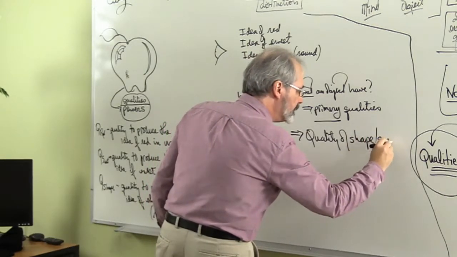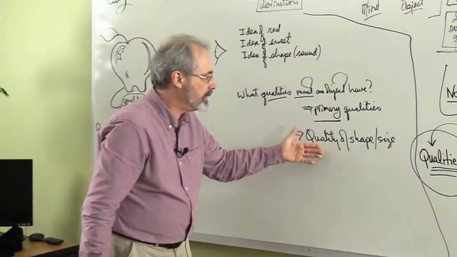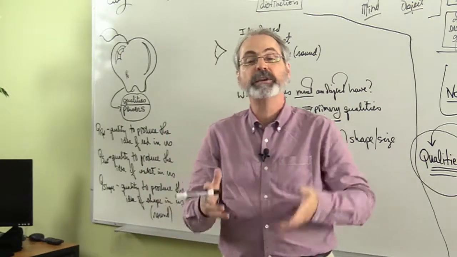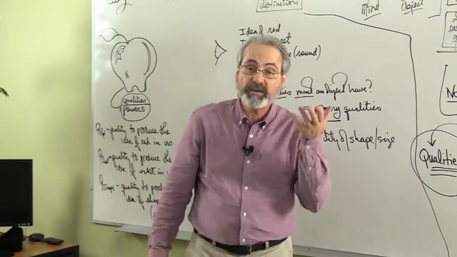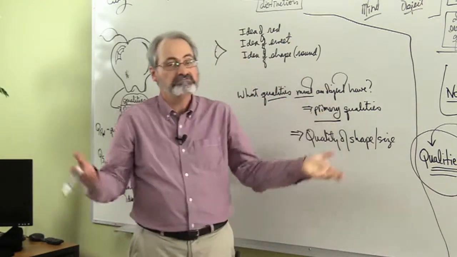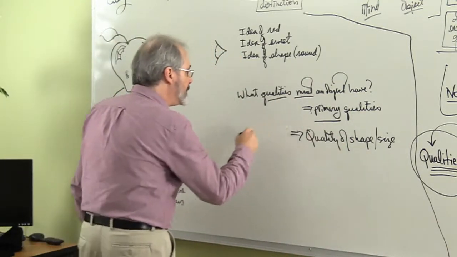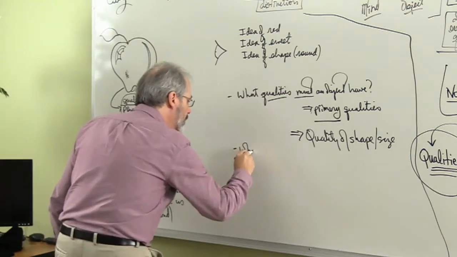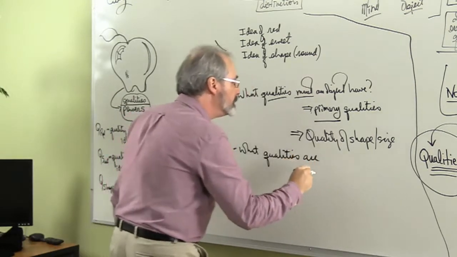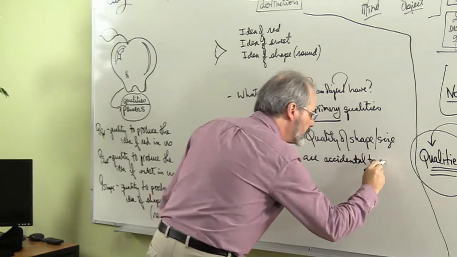The quality of size. So there are going to be some very basic notions of certain qualities that something must have in order for us to even say it's an object. So those necessary base qualities Locke calls primary. Not surprising. They're base. They're primary. The other ones, so what qualities are accidental to an object?